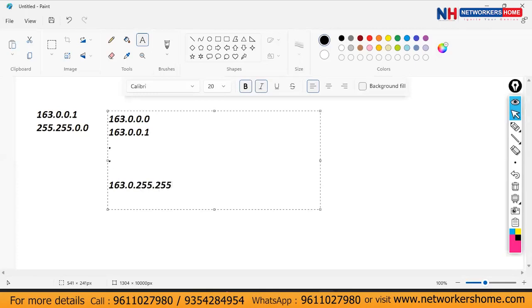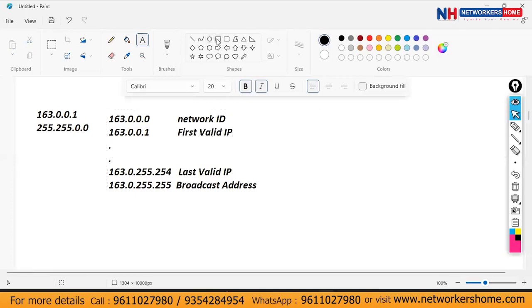This one. And if we talk about the second last address, 255.254. This is the last address. And here, this is your network ID, and this is your broadcast address. And all the addresses between them are your valid IPs. So you can say, okay, this is the last valid IP, and that will be the first valid IP.